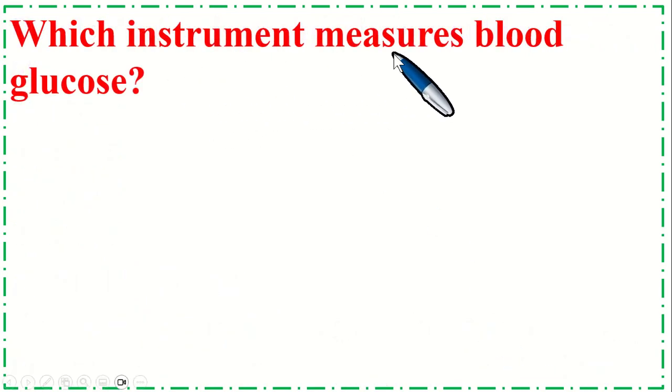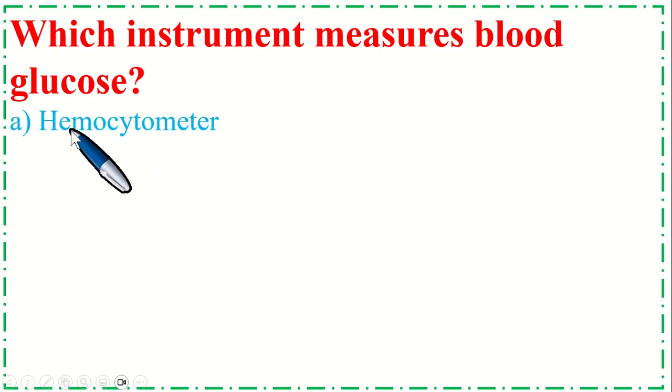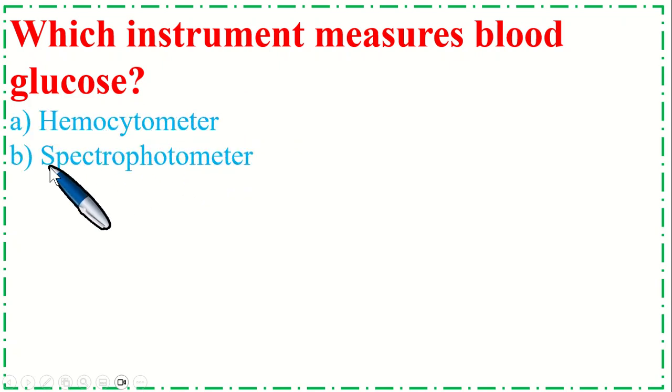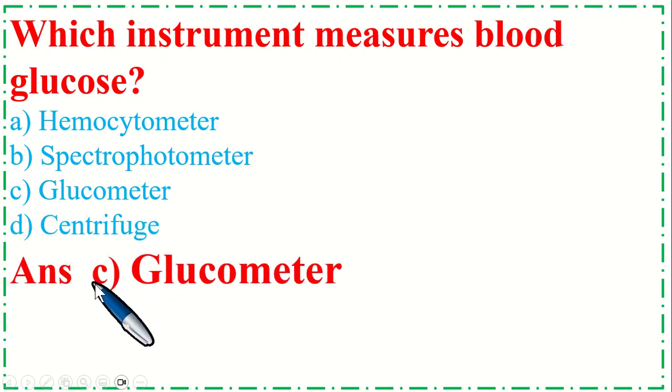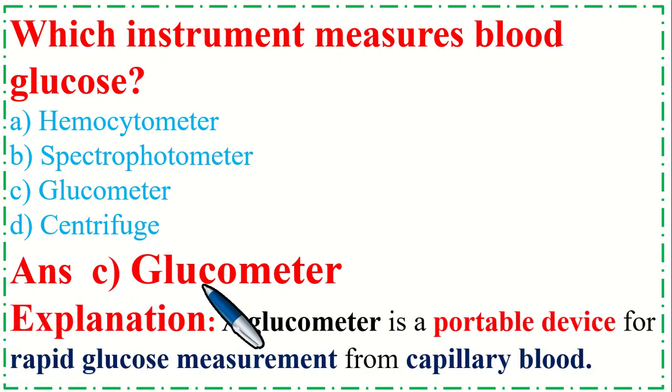Which instrument measures blood glucose? Option A hemocytometer, B spectrophotometer, option C glucometer, and option D centrifuge. So the correct option is C, glucometer. Explanation: a glucometer is a portable device for rapid glucose measurement from capillary blood.